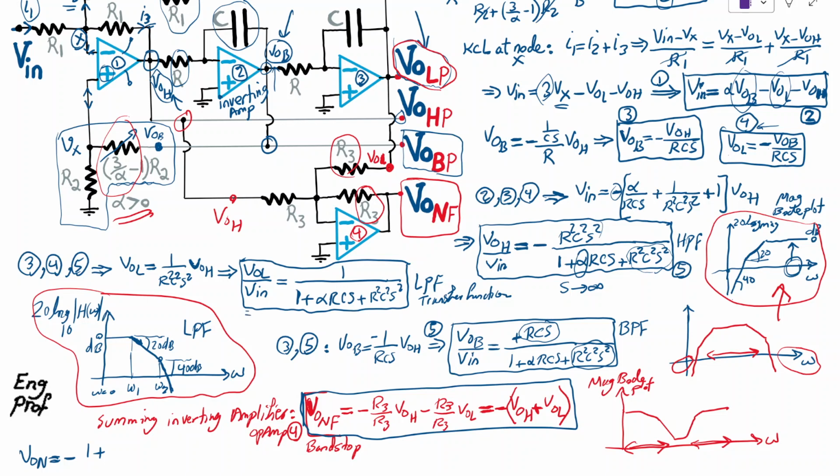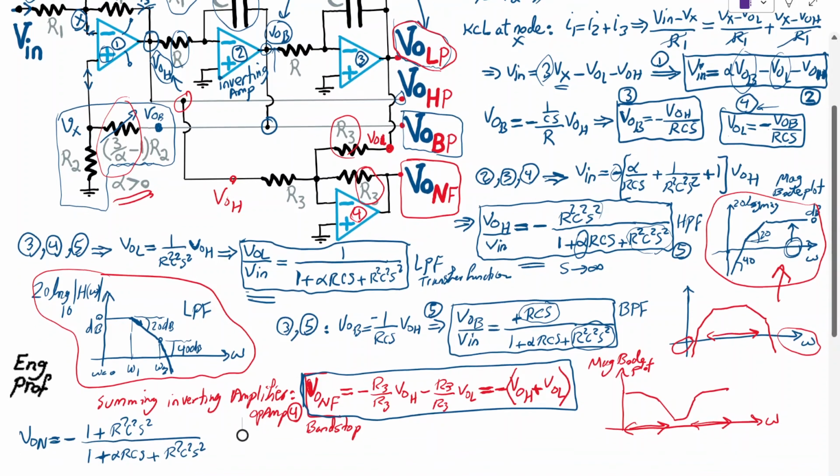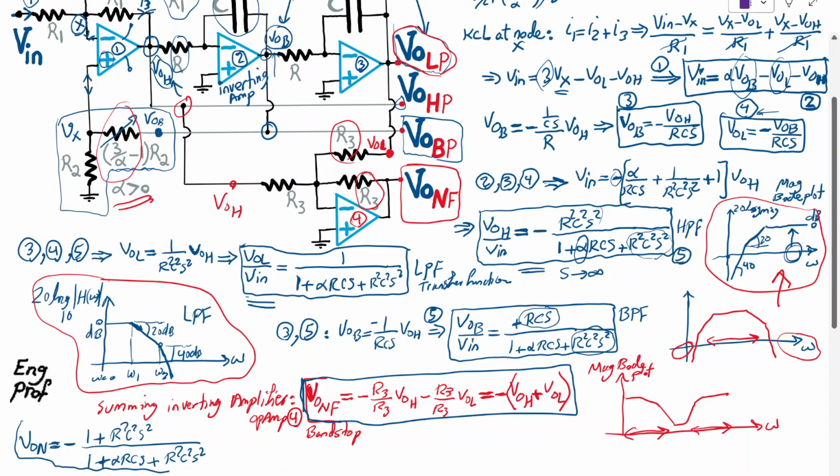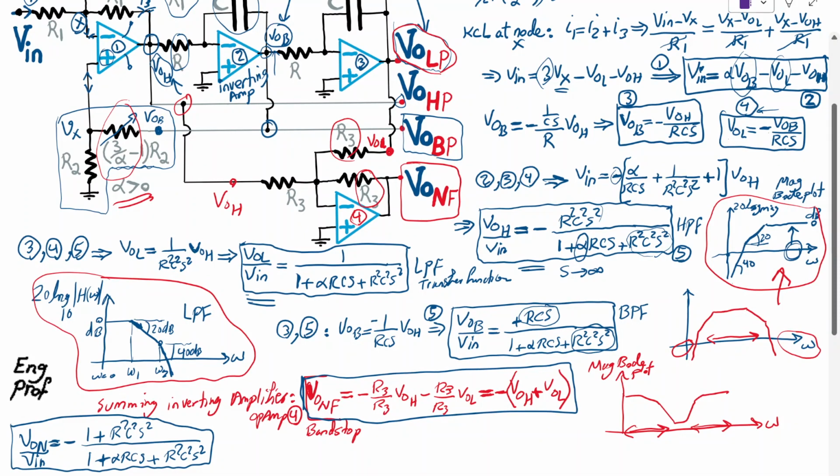So I am summing up this one and this one for the low pass and high pass. So it will be effectively just 1 plus R squared C squared S squared, divided by 1 plus alpha RCS plus R squared C squared S squared. Let me just shift so that you can see. That is the response for the notch filter or stop band filter, divided by V in. That is the input-output voltage transfer function in S domain for the notch filter or stop band. As you can see, it makes sense.